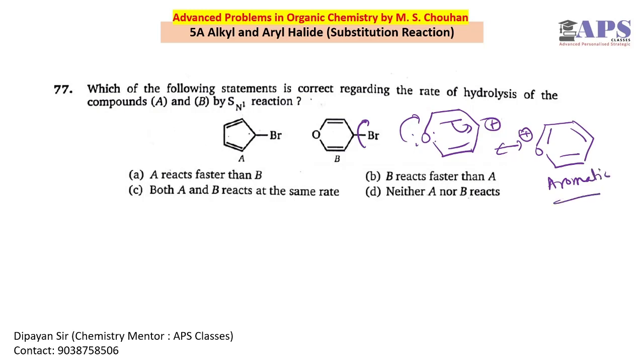On the other hand, if we remove this Br, we have an anti-aromatic situation. Okay, so as B is aromatic in nature, the reaction rate of B should be higher compared to reaction A. Okay, so option B will be the correct one.